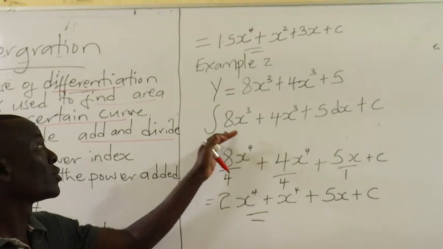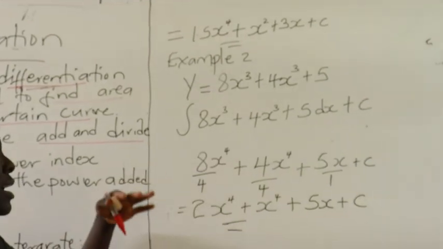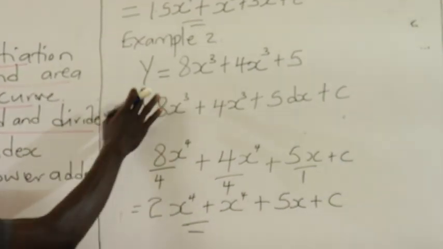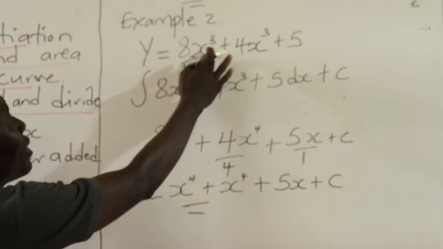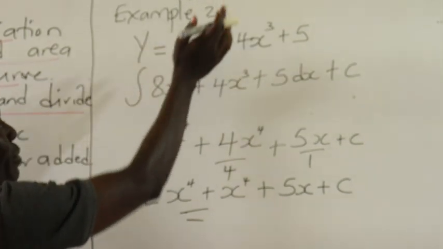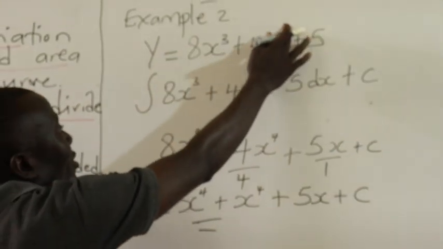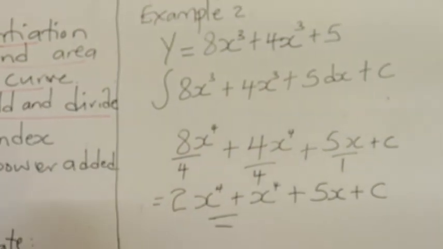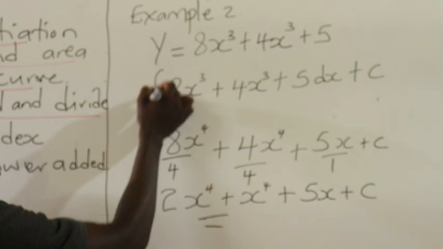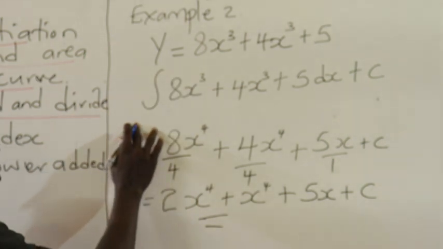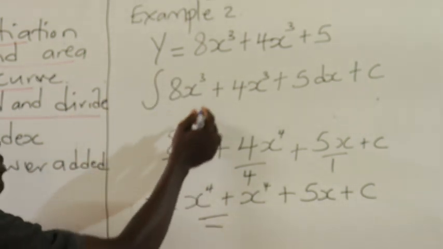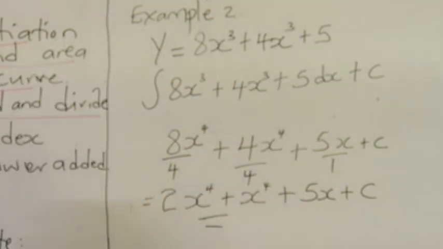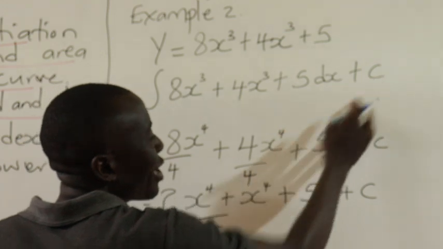When we move to example 2, we are going to do a second example so that we are able to learn better. Here we are given the function y equals 8x raised to power 3 plus 4x raised to power 3 plus 5. And therefore here we have the integral sign. As I said, we start with that so that we show that we are integrating this particular function with respect to x. That's why I'm adding the dx. Then we add a constant.